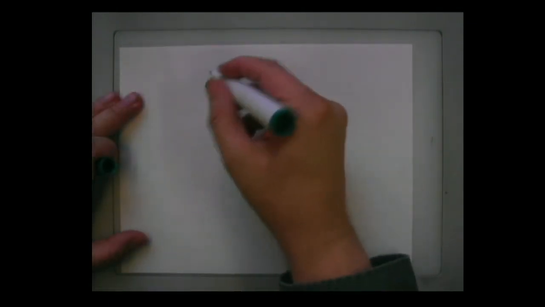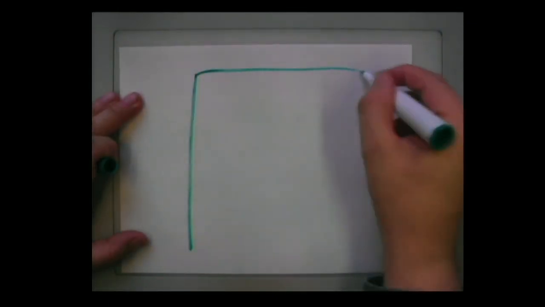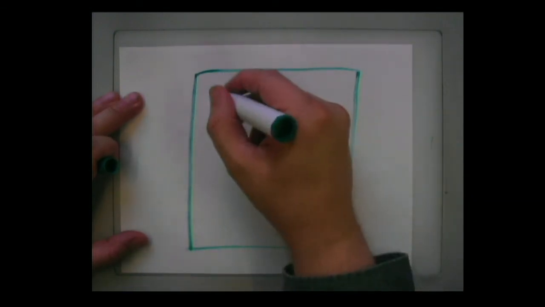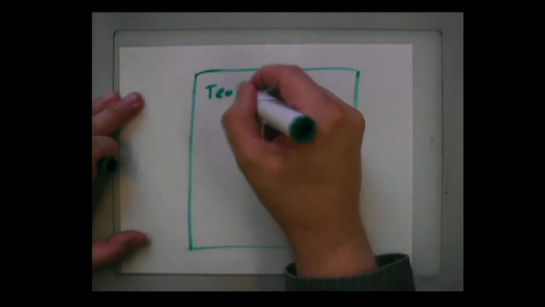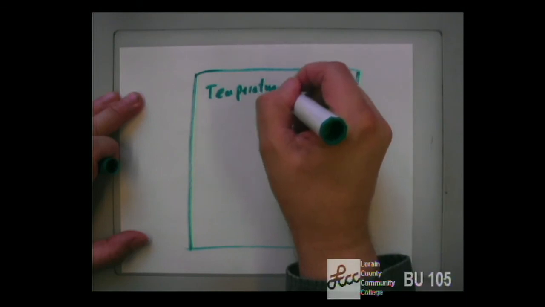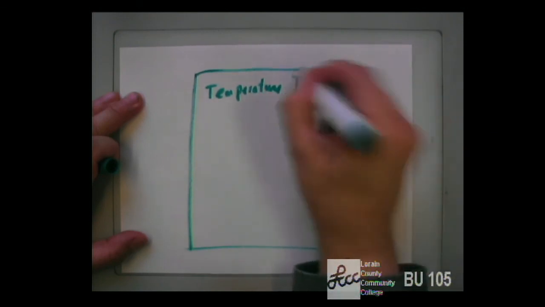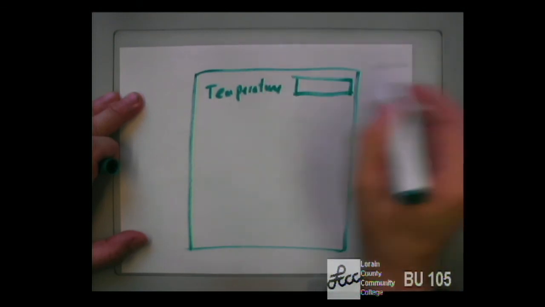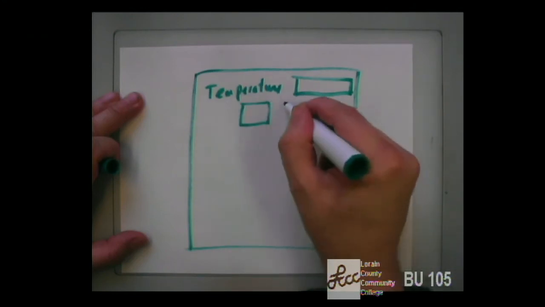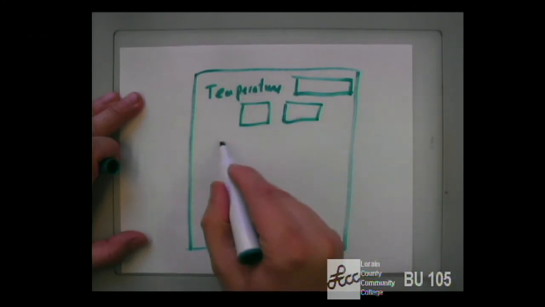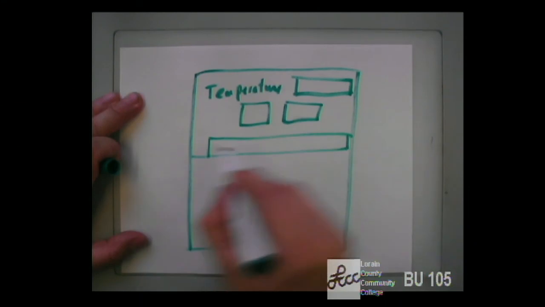I want the window to look like this. I want to have the label for temperature and the text box next to each other. Then I want to have the two buttons. And then I want to have the results.